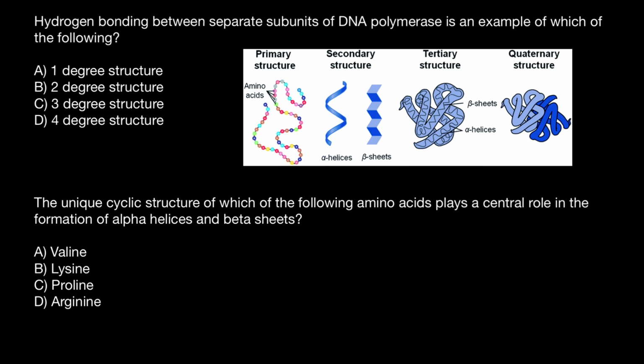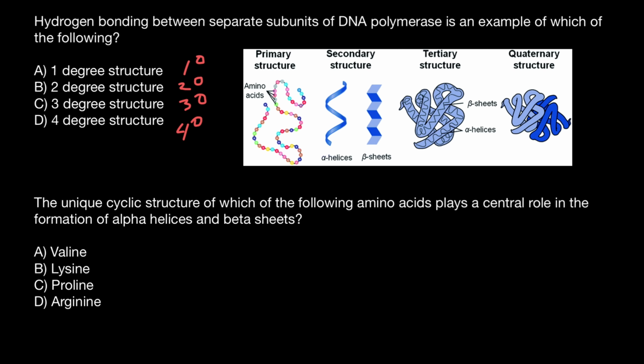Take a look. First degree structure, we also say primary structure. Second degree structure, we also say secondary structure. Third degree structure, we also say tertiary structure. And fourth degree structure, we say quaternary structure. We also can notate them as follows. So first degree, second degree, third degree, and fourth degree.